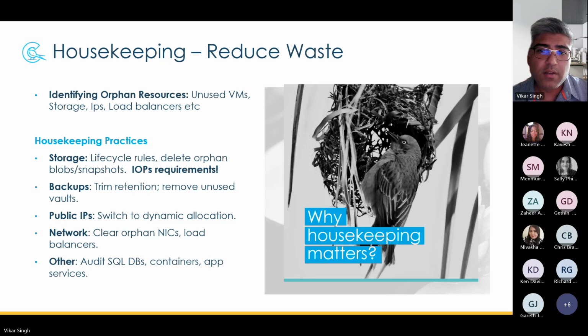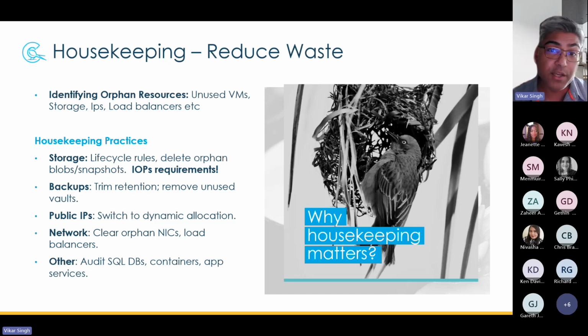So we need to start looking at some smarter practices. For storage, for example, we can look at things like setting up lifecycle rules. We can dump orphan blobs or snapshots that aren't being used anymore. I'm sure we've seen this in some of our environments where we have applications that we spin up, it gets forgotten about, it gets backed up, and then we are storing all that information. Sometimes we delete the VM, but the blob or the disk that was attached to it is still there and running in our environment.